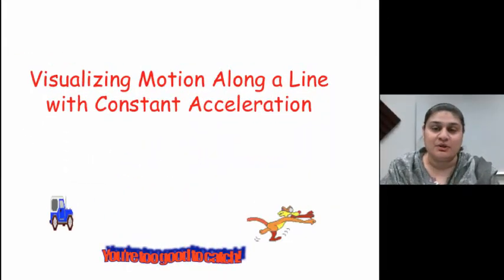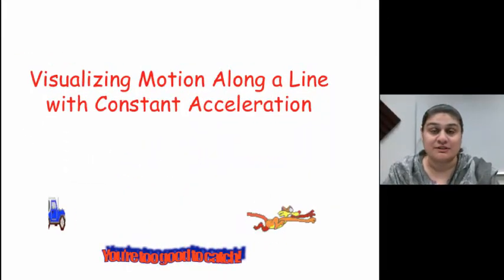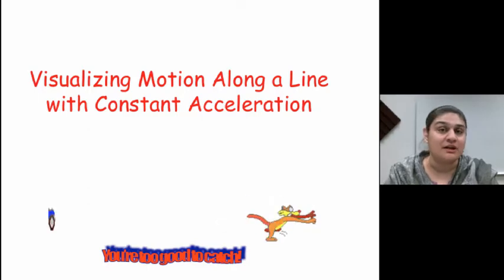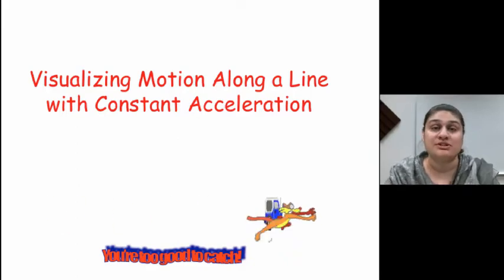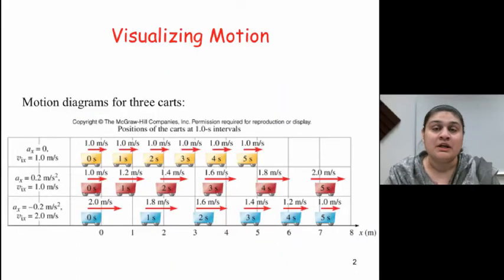Now, visualizing motion along a straight line with constant acceleration basically means we've done all of this stuff mathematically, but what does it look like graphically if we were to put it on a graph and actually see what we are talking about? So look at these three different carts. Cart 1 has acceleration equal to 0, which basically means that its velocity is not changing, and its position with respect to time will remain constant over a period of time.